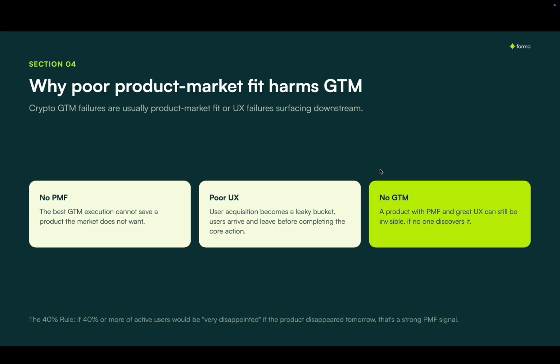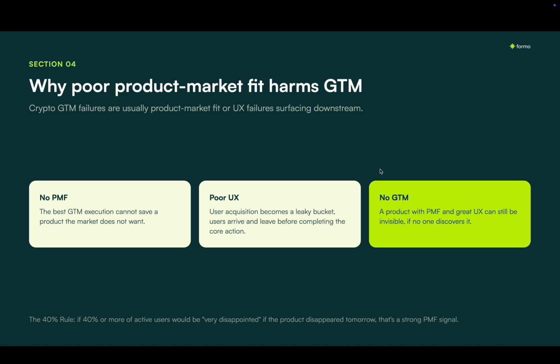GTM performance also depends on product market fit and user experience. Crypto GTM failures are often product market fit or UX failures surfacing downstream. The best GTM execution cannot save a product the market does not want. Poor UX creates a leaky bucket where users arrive and leave before completing the core action. A product with real PMF and solid UX still needs distribution so users can find it.